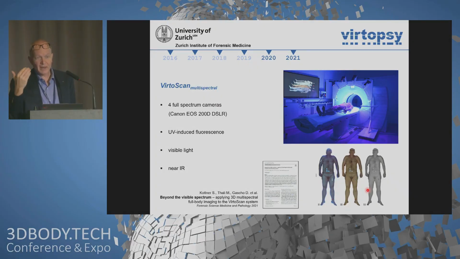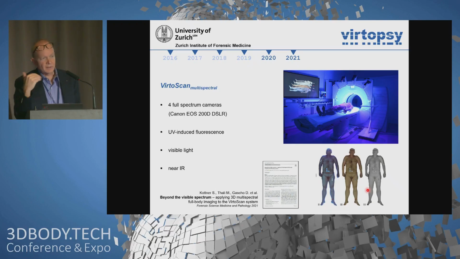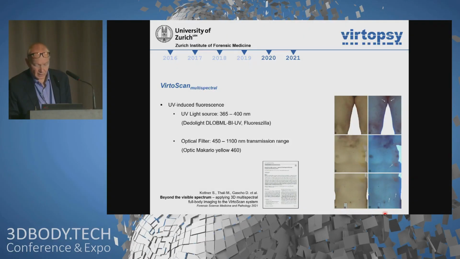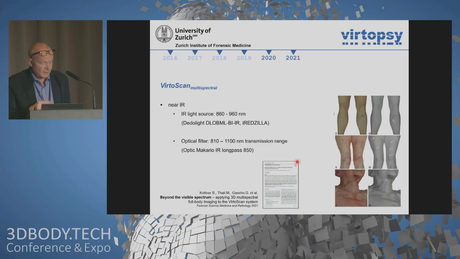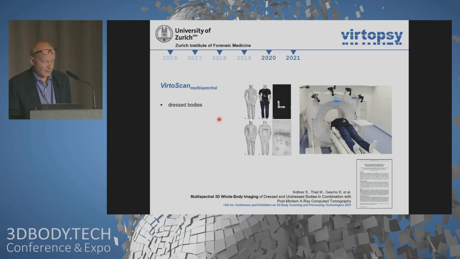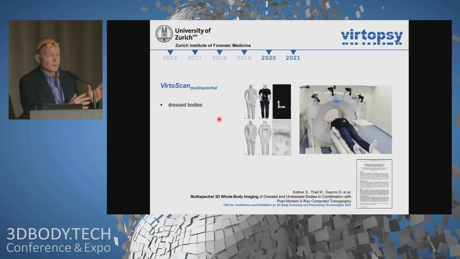We said, okay, we have to use that because using different light sources, you may see some evidence on the body. See here some results using ultraviolet. You see here the bruises are better visible on the scan, and then we use near infrared. Using different light sources, you see better documentation of these findings. With body scans, we are always interested in dressed and naked bodies, because in forensics you sometimes see relevant evidence on the clothes, and then on the naked body.